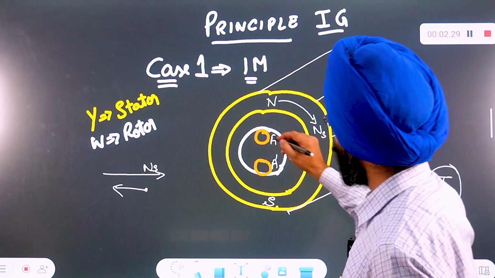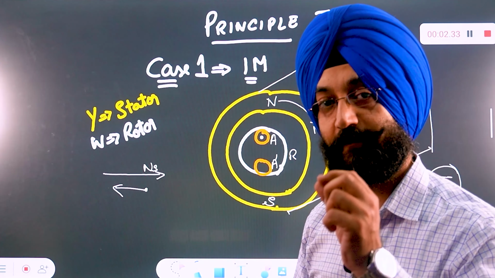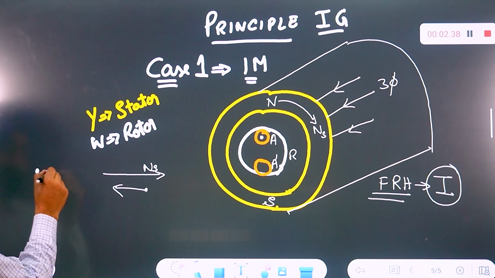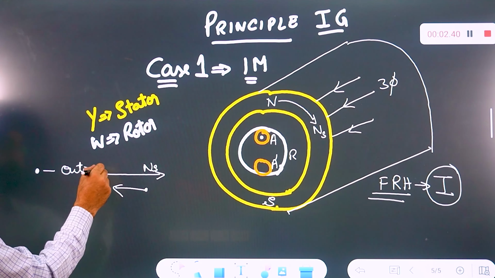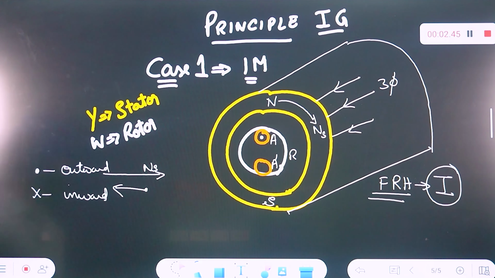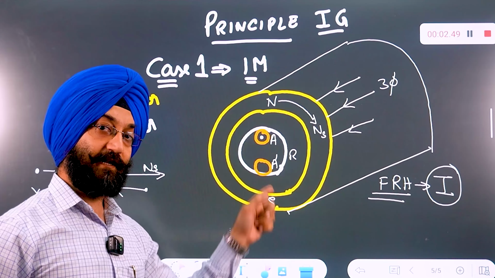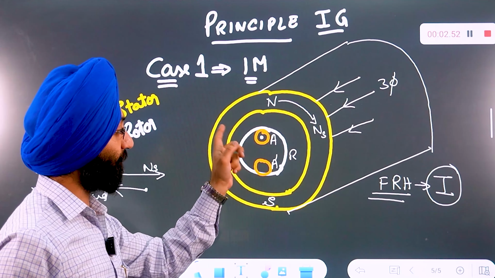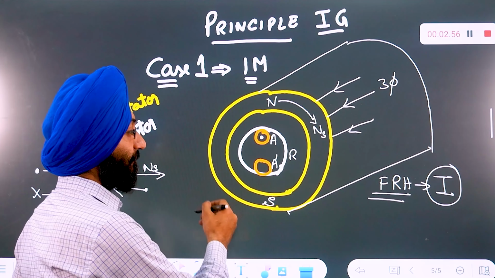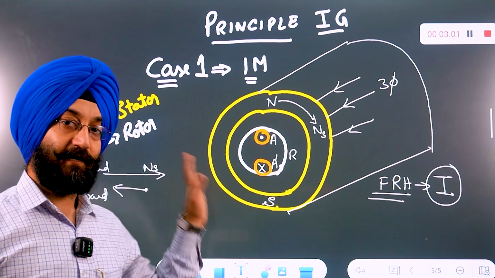So the current here will be outwards, and we represent the outward flowing current with the help of a dot in the conductor. So dot means outward current and cross means inward current. Now consider this winding A dash. These are interconnected behind, from the back side. By using Fleming's right hand rule, there will be a cross. That means the current will be flowing inward.